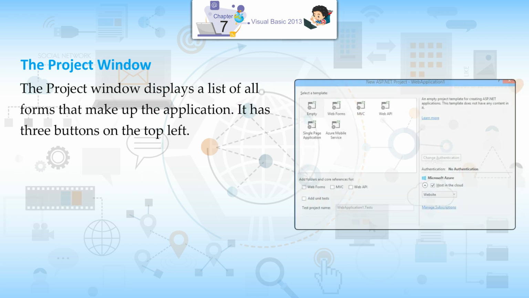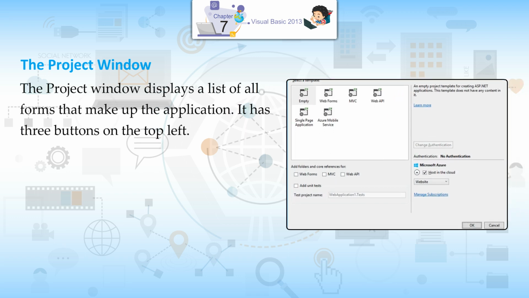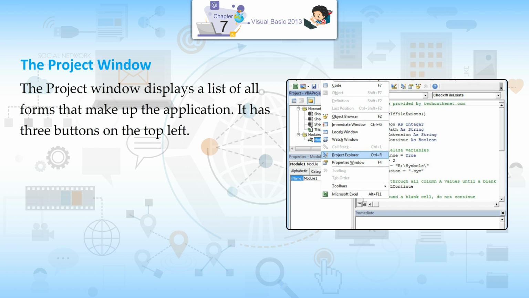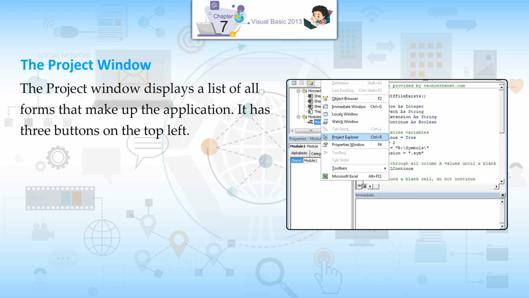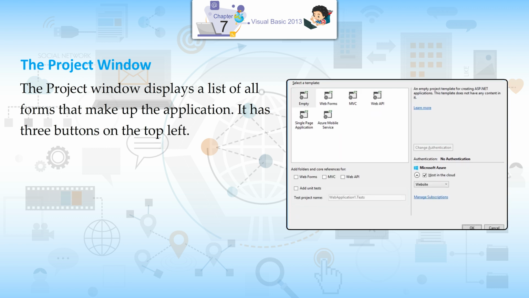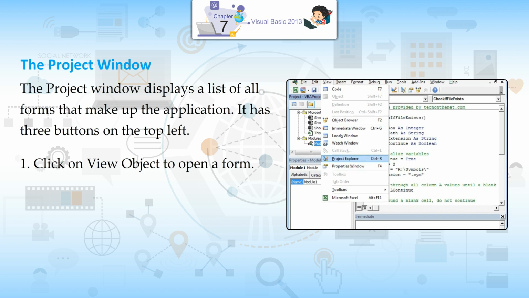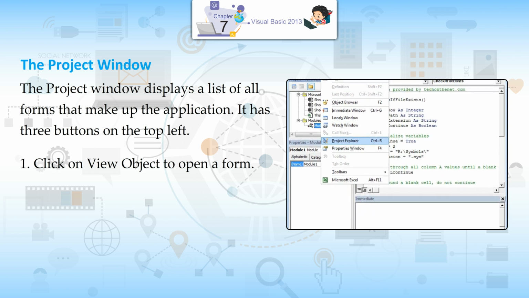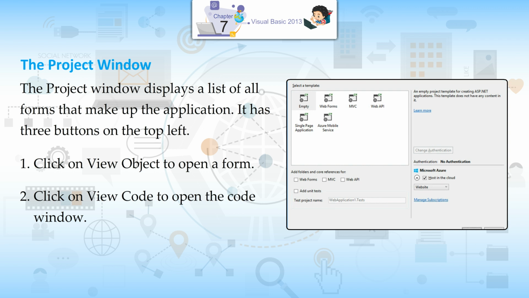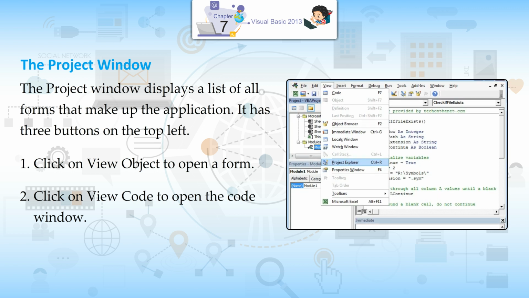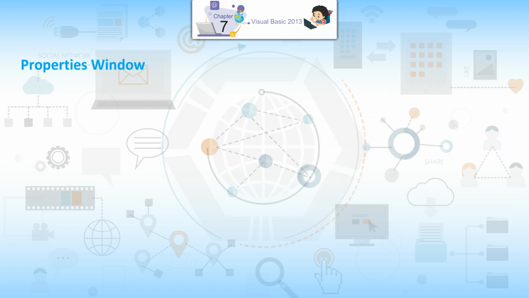The project window. The project window displays a list of all forms that make up the application. It has 3 buttons on the top left. First, click on View Object to open a form. Second, click on View Code to open the code window.